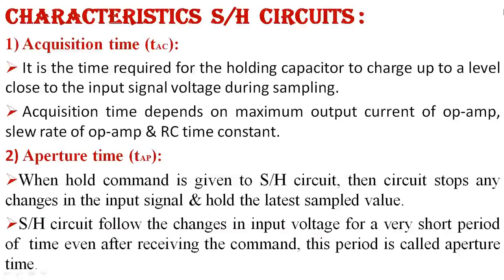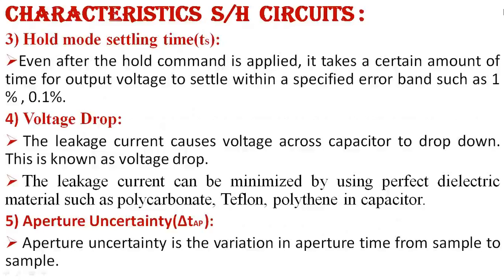The second one is the aperture time, TAP. When the hold command is given to the S/H circuit, the circuit stops any changes in the input signal and holds the latest sampled value. The sample and hold circuit follows the changes in input voltage for a very short period of time even after receiving the command. This period is known as the aperture time of the S/H circuit.